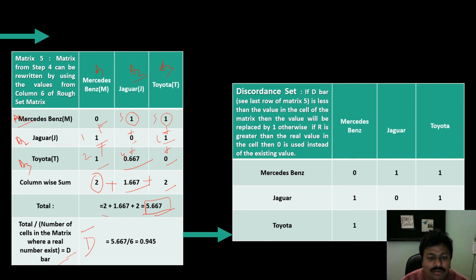Then we compare this D bar value with these values. 0 compared to D bar, which one is greater? D bar is greater, so 0 will be given. 1 compared to D bar, which one is greater? 1 is greater, so here 1 will come. In case of Toyota, 1 compared to 0.945, which one is greater? 1 is greater, and so on. Whenever this value is greater than the D bar, we give 1, if not, we give 0. Okay. So in this way, we find the discordance set.